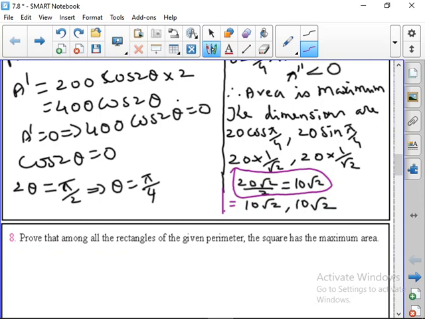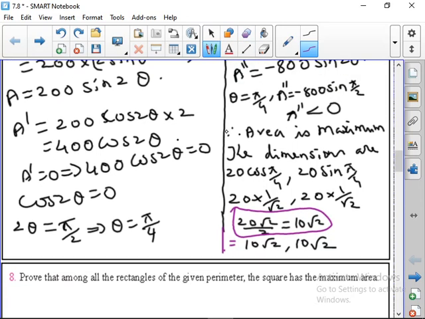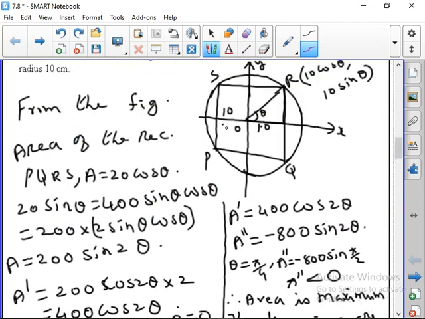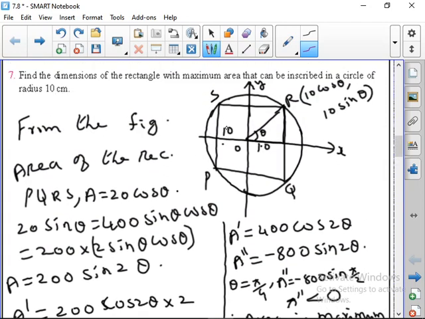Now a similar problem is the 9th one. The 9th question is similar to this. You can take it for homework. The only difference is that the rectangle inside the circle, here they have mentioned a semicircle.